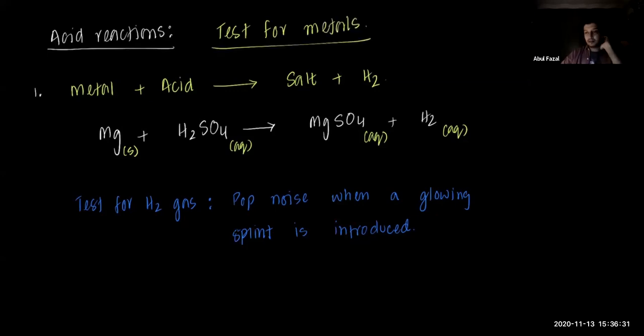So if you ever want to confirm the presence of a metal, this reaction is what you do. You're testing for the hydrogen gas that is given off when a metal reacts with an acid. And if hydrogen is present, for sure a metal was present. That's why hydrogen gas came out. Okay. Here's our second reaction.